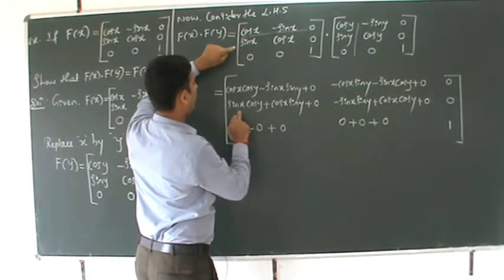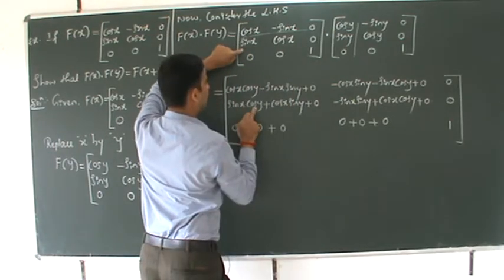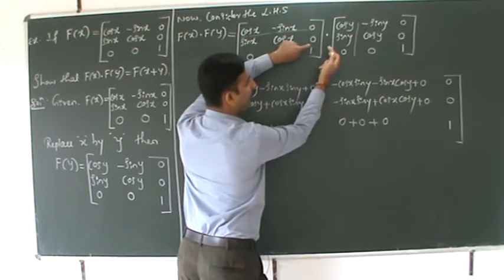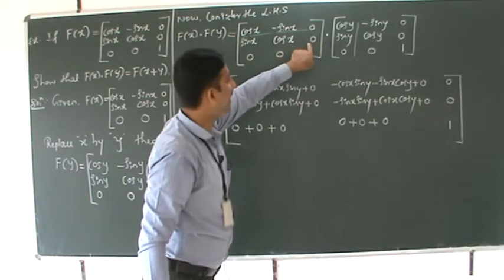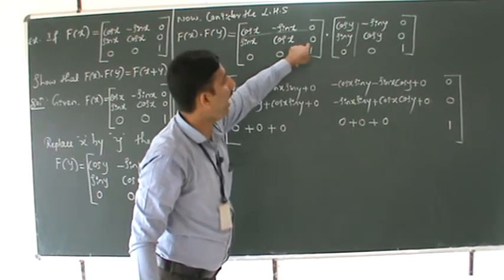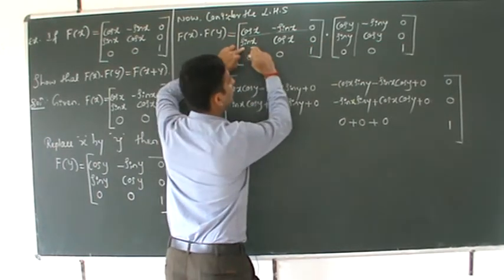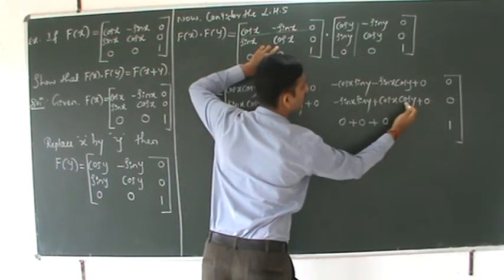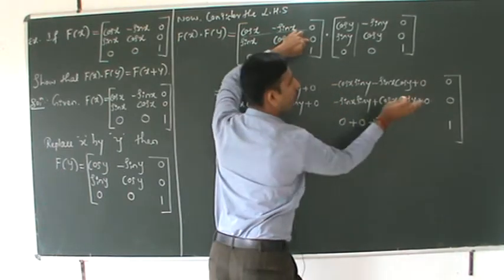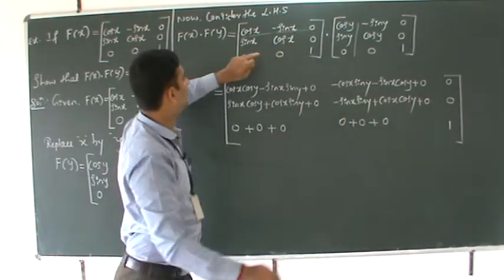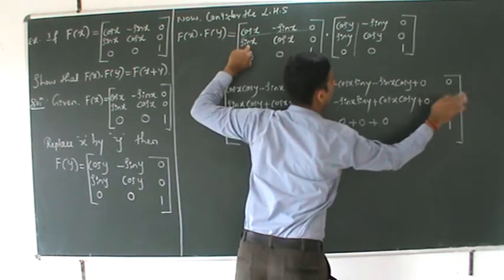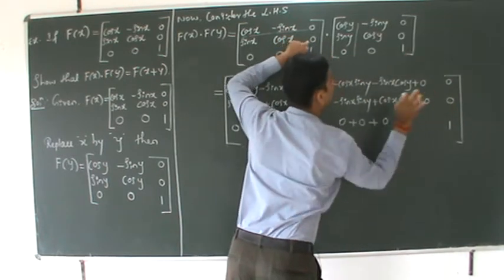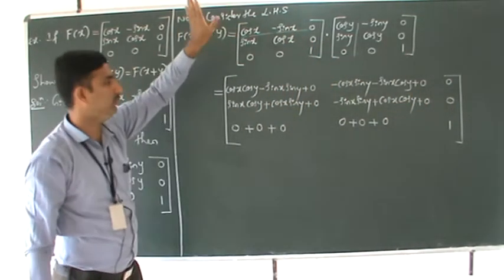After that, just to observe, sin x cos y is sin x cos y, cos x sin y is plus cos x sin y, 0 into 0. After that, same second row and second column: sin x times minus sin y is minus sin x sin y, cos x cos y is plus cos x cos y, 0 into 0, 0. Next, sin x into 0, 0, cos x into 0, 0, 0 into 1, simply 0. All the values become 0.